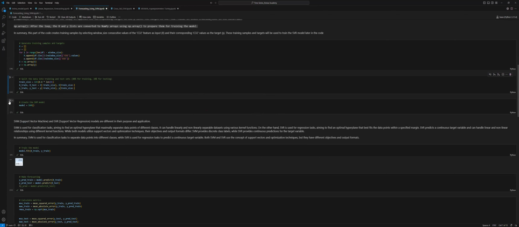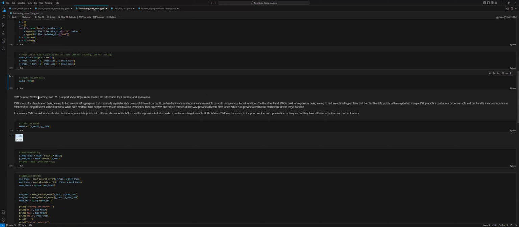So now we are creating our model. We have now created our support vector regression. So SVM is used in classification tasks, as I mentioned earlier, which aim to find the optimal hyperplanes that maximally separate data points of different classes. If you have a classification task, either binary classification or multi-class classification, you can employ SVM. But in case of regression, you are not dealing with discrete values, you are dealing with continuous values. Like in our own case here, our data consists of continuous values.